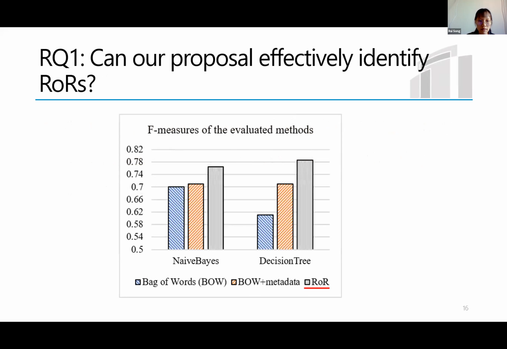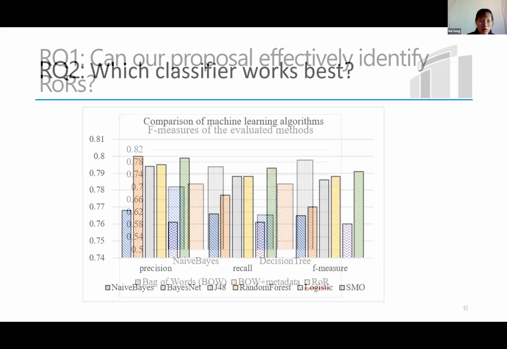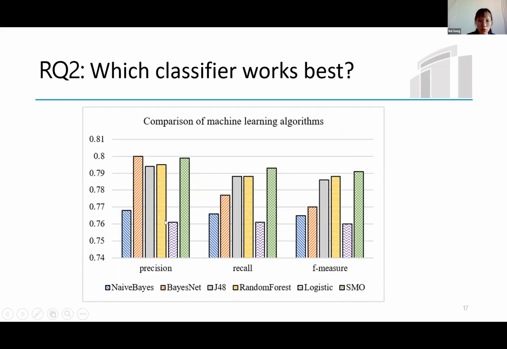For research question 1, we compare our method with 2 baselines. The result shows that our proposal can effectively identify ROR. For research question 2, we test 6 machine learning algorithms, and the result shows that SMO works best. In future work, we will choose SMO to classify the user reviews.